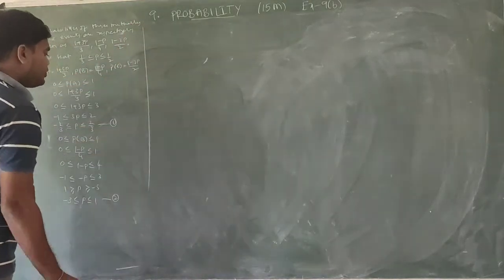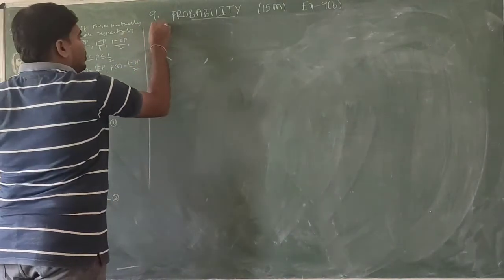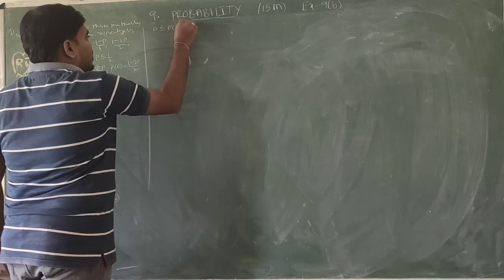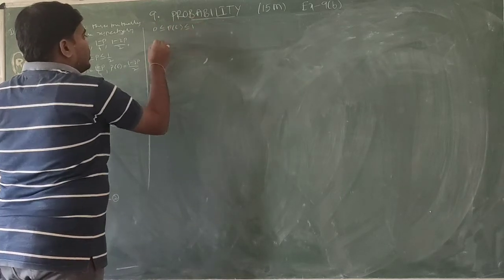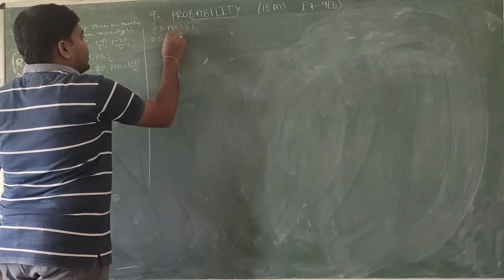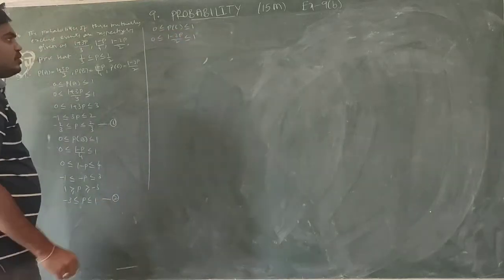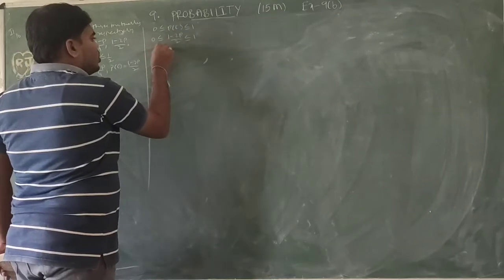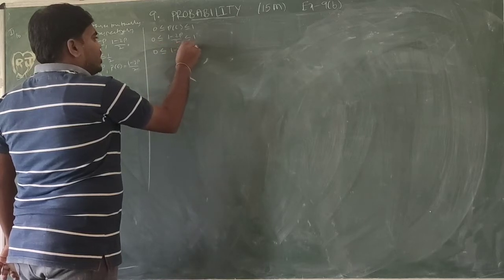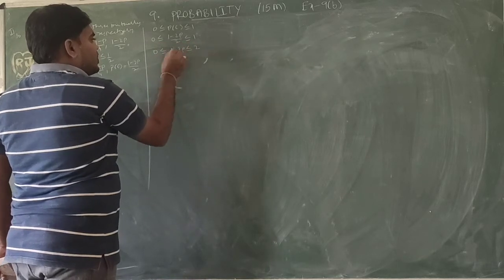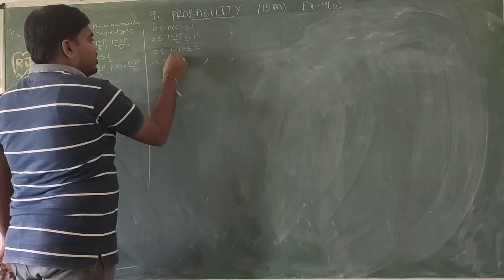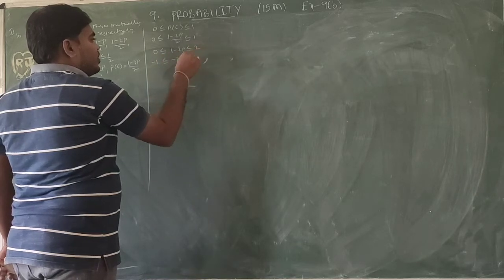Next, 0 ≤ P(C) ≤ 1. So 0 ≤ (1−2p)/2 ≤ 1. Multiply with 2: 0 × 2 = 0, so 0 ≤ 1 − 2p ≤ 2 × 1 = 2. Subtracting 1: −1 ≤ −2p ≤ 2 − 1 = 1.